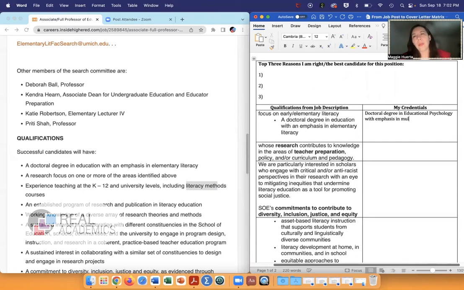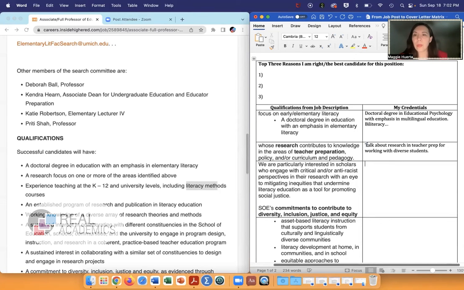And I could put, it's multilingual. I could put multilingual education. Could speak to biliteracy. Okay, talk research and teacher prep for working with diverse students.